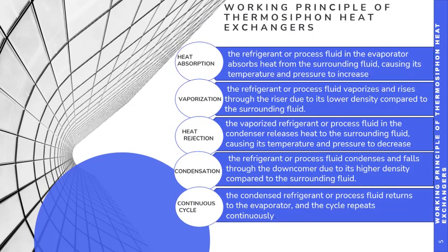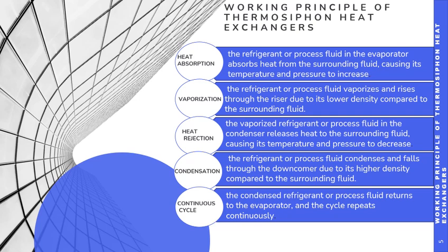We now want to move on to discuss the stages that come together to complete the operation of a thermosiphon exchanger. The first stage is the heat absorption stage. We move on to the vaporization stage. Next is the heat rejection stage, and finally the condensation stage. The stages are repeated to complete the operation of a thermosiphon exchanger.